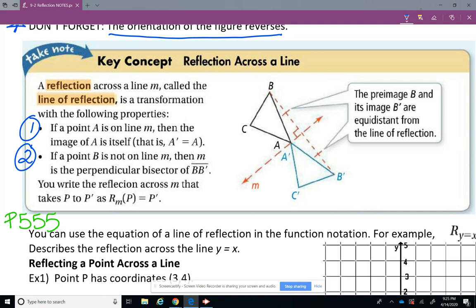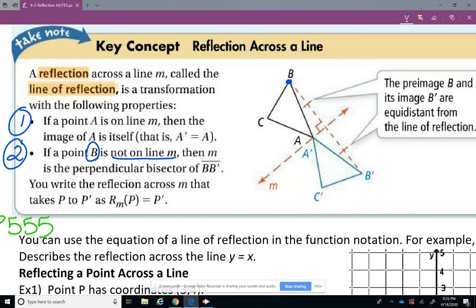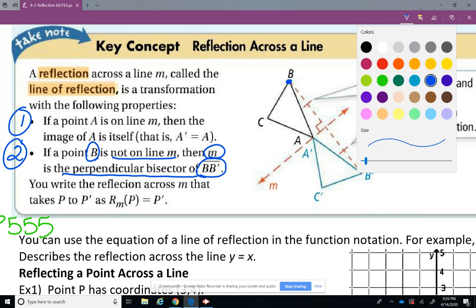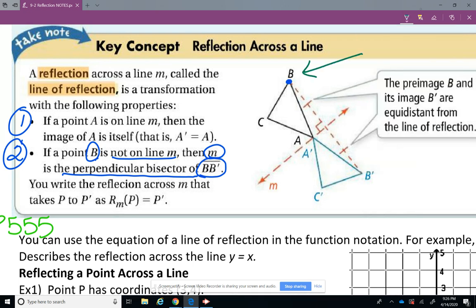All right, let's look at the second property. 2. If a point B is not on line M, okay, so let's go over here and look at point B, making it real big in blue. Then M, line M, is the perpendicular bisector of the segment between B and B prime. All right, so here we have, I'm going to do this in green, here we have right here B. Okay, if you reflect B across line M, you're going to get B prime. So B is the same distance from this line M as B prime is.